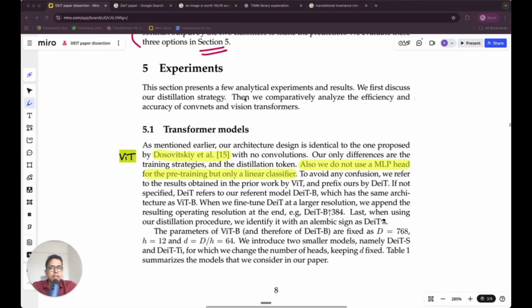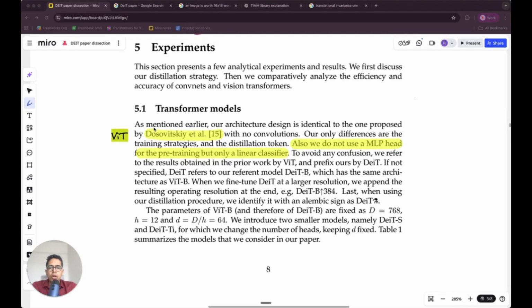This section presents a few analytical experiments and results. We first discuss our distillation strategy, then we comparatively analyze the efficiency and accuracy of convnets and vision transformers. 5.1 Transformer models. As we mentioned earlier, our architecture design is identical to that of the vision transformer paper. There is no convolution, and our only differences are the training strategies and the distillation token. Also, we do not use the MLP head for the pre-training, but only a linear classifier.